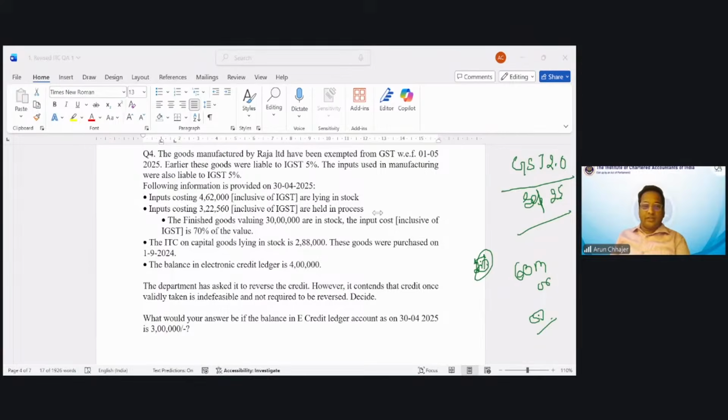Navneet is not there in the class. Okay, no problem. GST rate is not applicable. Yes, yes, yes. Okay, no problem.